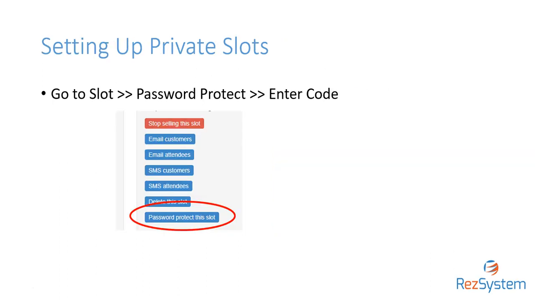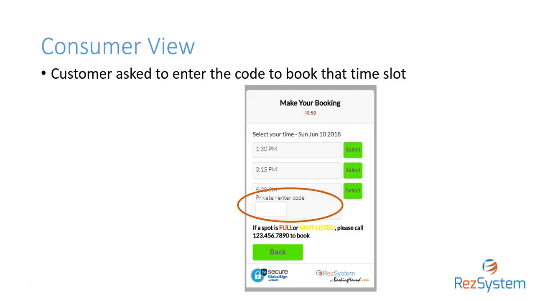And what we do is we do it based upon the slot time. So you're going to go into the slot, and on the right-hand side, you're going to see a button that says Password Protect this slot, and you're going to enter the code. Now, the system will automatically generate a code for you, but you can change the code, and I'll show you how to do that.